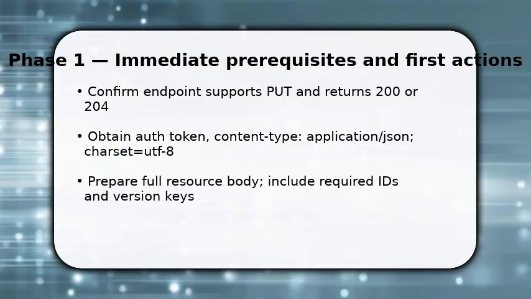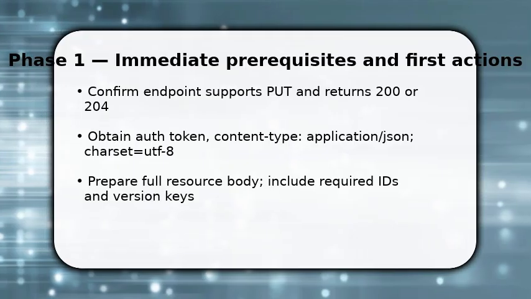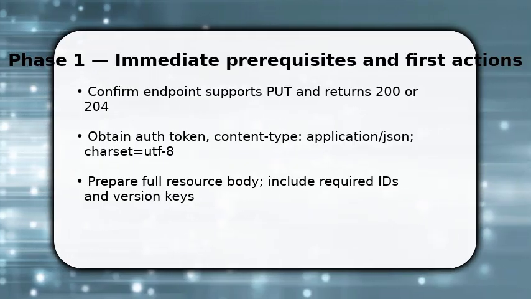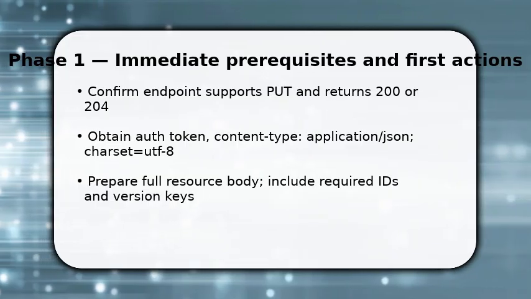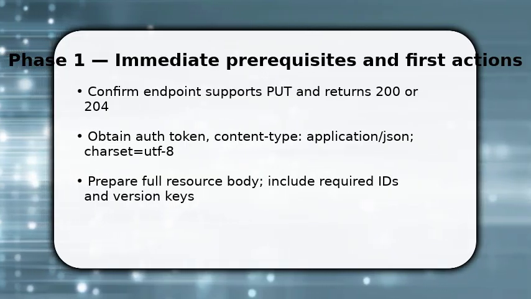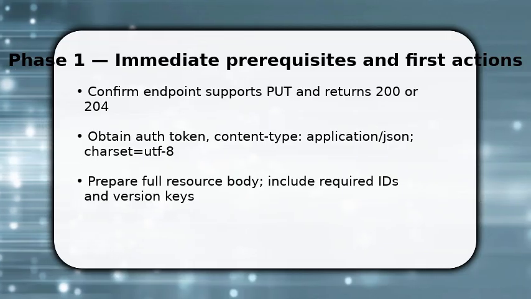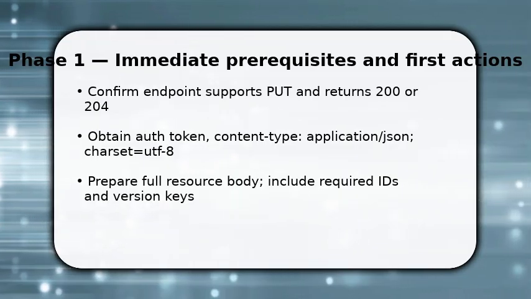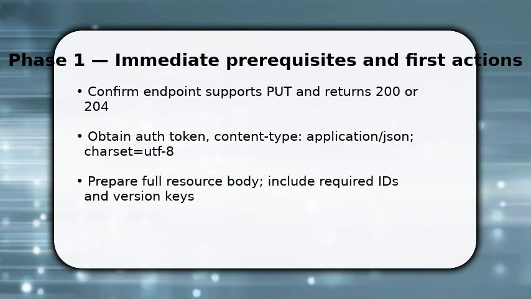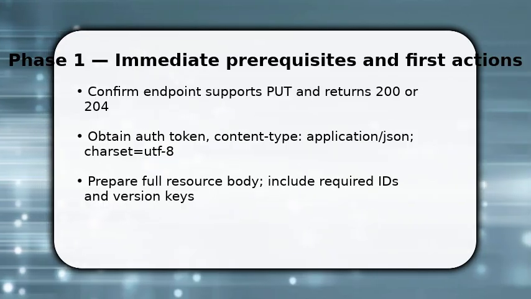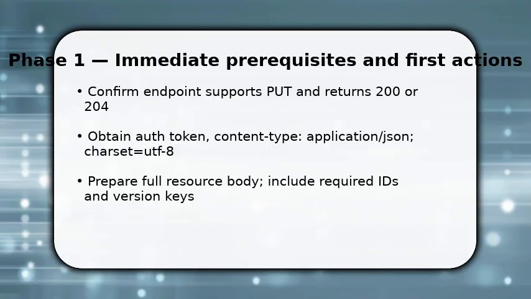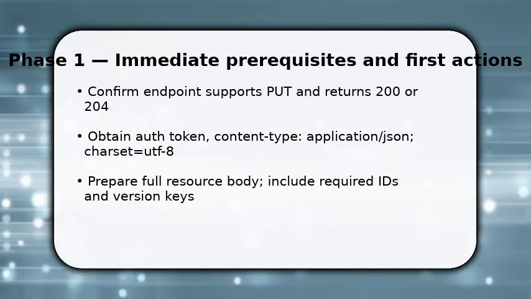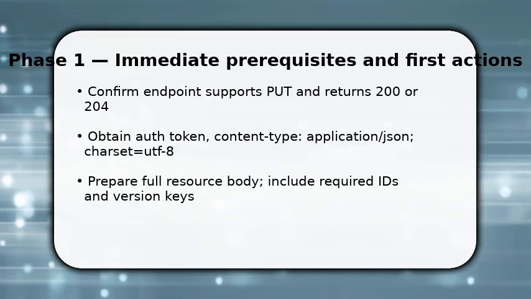You already have a running API and auth. Now take the first actionable step. Build the full JSON payload that represents the resource state, not a patch. Use the exact URL for the resource, include the ID in the path, and attach your bearer token in the authorization header. Set content type to application/JSON. Once done, send a single PUT request that replaces the resource. This ensures consistency and avoids partial updates.